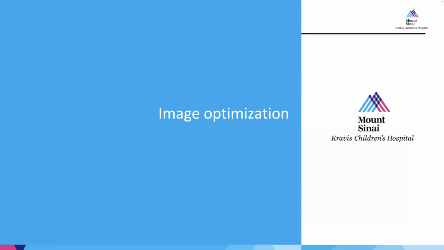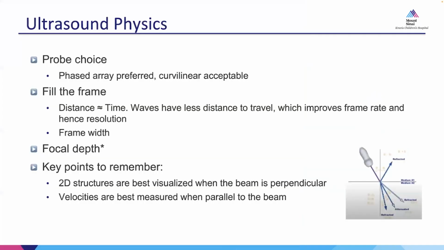So moving on to some quick review of just ultrasound physics and then how to optimize our image. In terms of your probe choice, you guys should know at this point there are 3 probes that we typically use. My preferred one is the phased array, but I will take a curvilinear, which is what people typically do for abdominal exams, if your curvilinear probe has a small footprint.